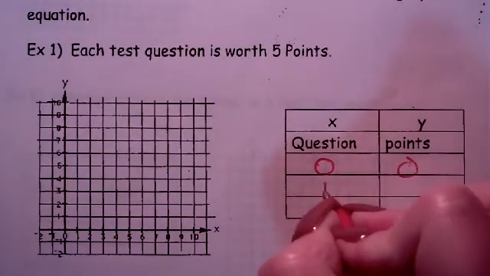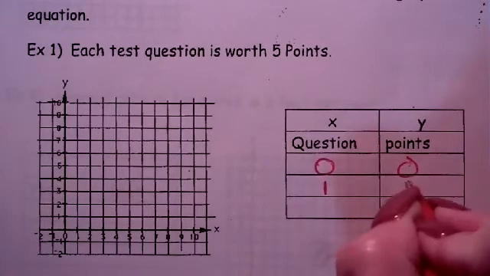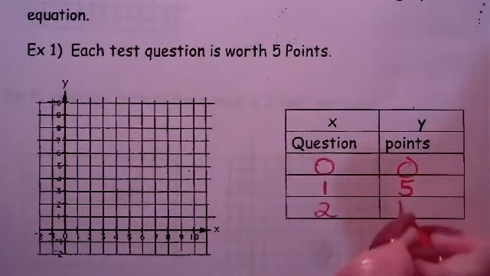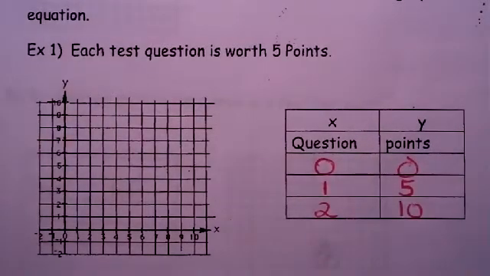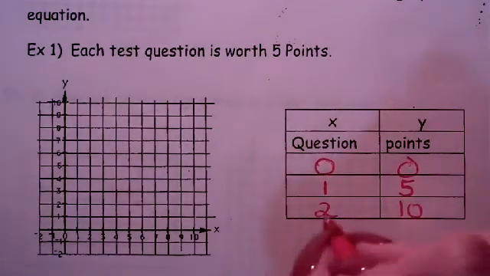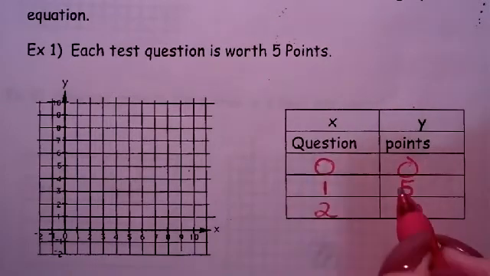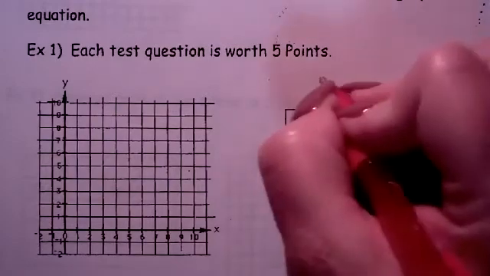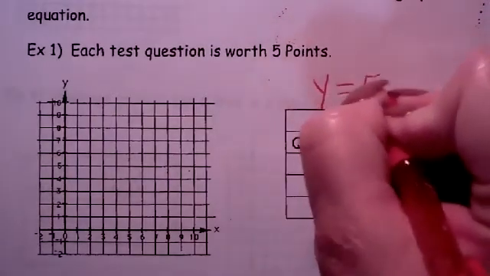When I get 1 question right, what is my score now? It's 5. When I get my second question right, my grade goes up to a 10. Okay, so we're seeing a pattern here. We also recognize that our rate of change is 5 because I'm multiplying by 5 each time. So my equation here is going to be y equals 5x.